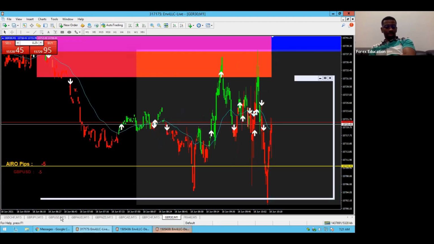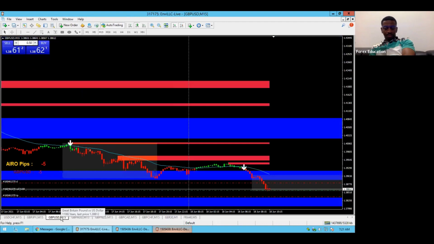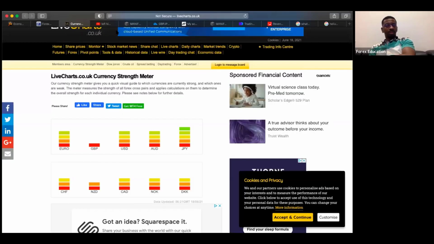GU, come on now. You're playing with us now. Quit playing. Let's go look at the strength meter. GBP USD on the strength meter.